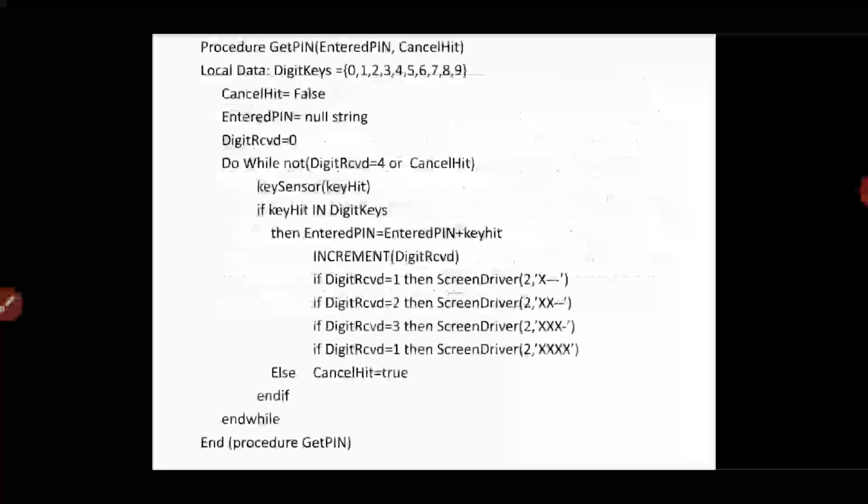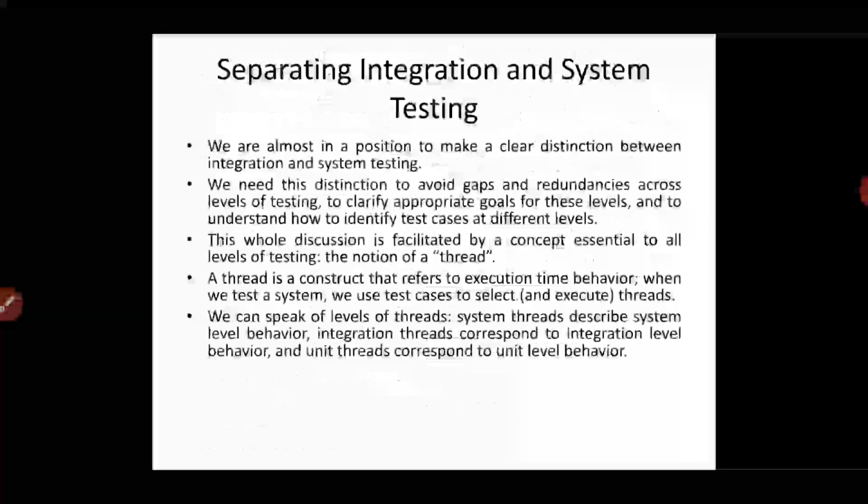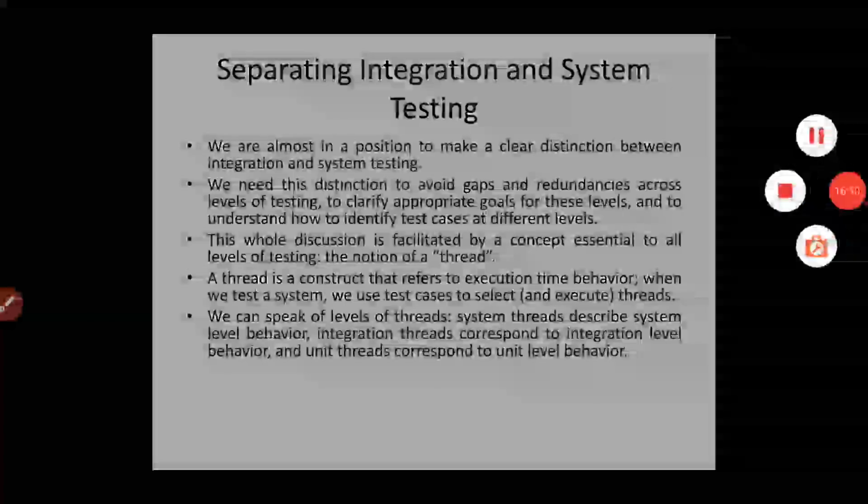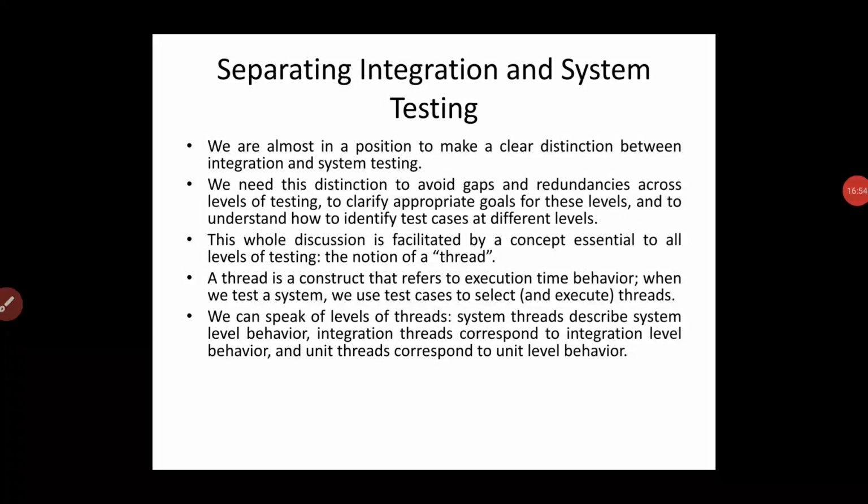Another important thing is separating integration and system testing. We are almost in a position to make a clear distinction between integration and system testing. System testing is the testing we do after integration of all parts. Integration testing is where we take units, combine the modules, integrate them, and conduct the test. We need this distinction to avoid gaps and redundancies across levels of testing, to clarify appropriate goals for these levels, and to understand how to identify test cases at different levels.